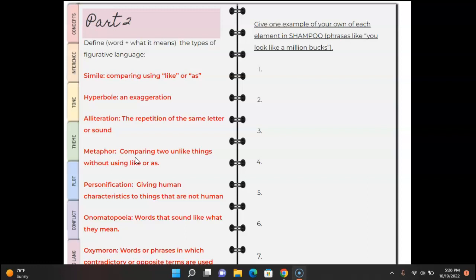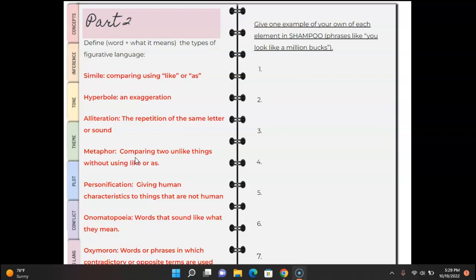Onomatopoeia is words that sound like what they mean. So even something like crash or zoom are examples of onomatopoeia. And then lastly, oxymoron, which is a fun one. These are words or phrases in which they are contradictory or opposite of what they mean.